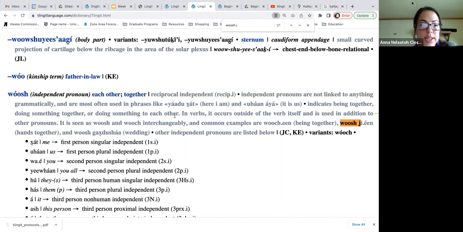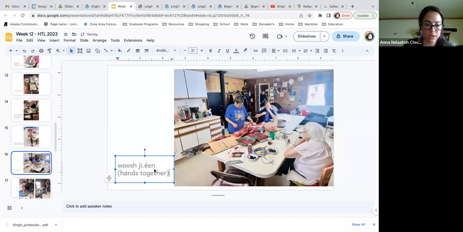That's cool. I like that. So we're going to copy it, and this way I know I have correct spelling and the meaning. So whoosh jean, hands together. Okay. That's really good, thank you.